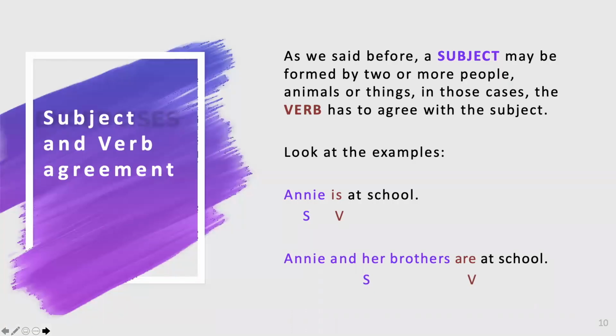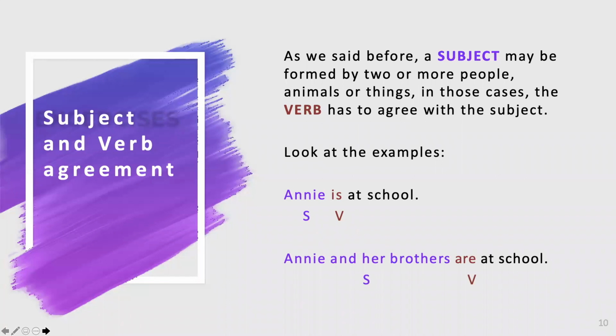Now, there should be a subject and verb agreement. They both should coincide in number. As we said before, a subject may be formed by two or more people or animals or things. And in those cases, the verb has to agree with the subject.